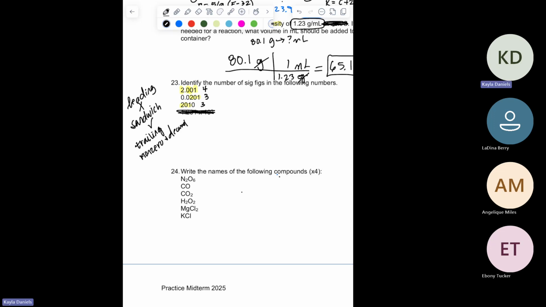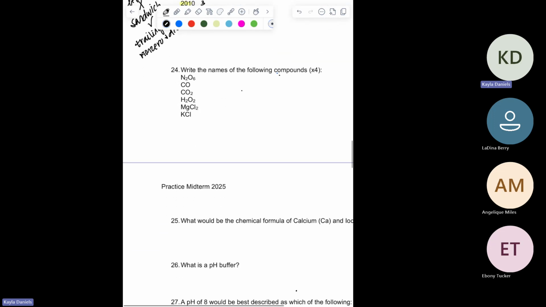We don't need to do this example. I don't think you see that example on the test. All right, 24.